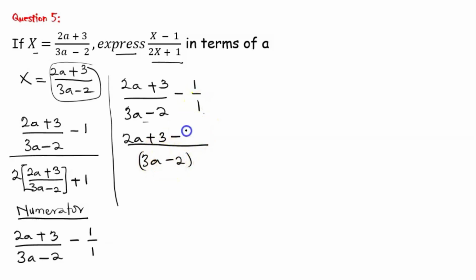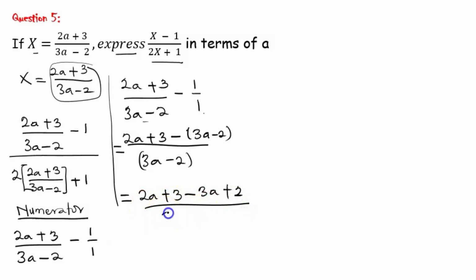So we are going to have 3a - 2. All right, I'm going a little bit faster now. I believe we should be gaining mastery. So we have 2a + 3. This negative will open this. We are going to have -3a + 2, everything divided by 3a - 2.